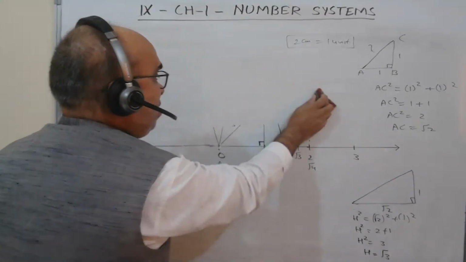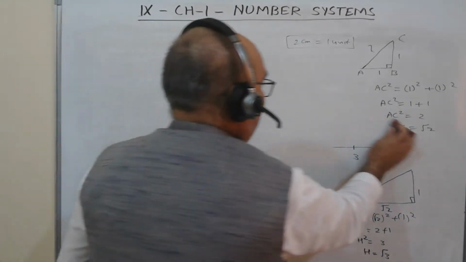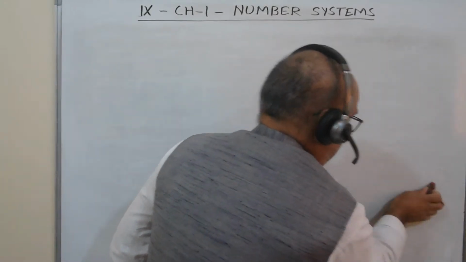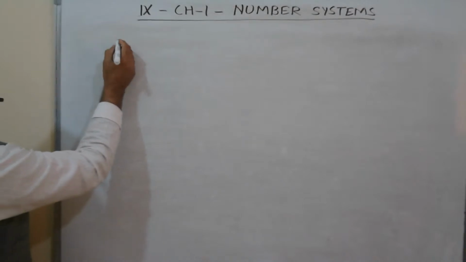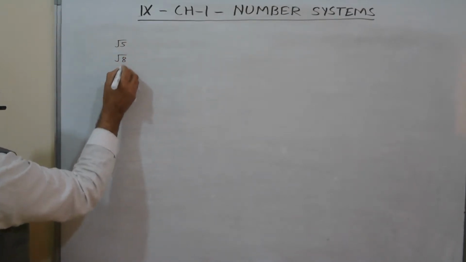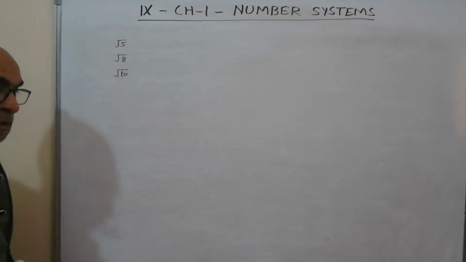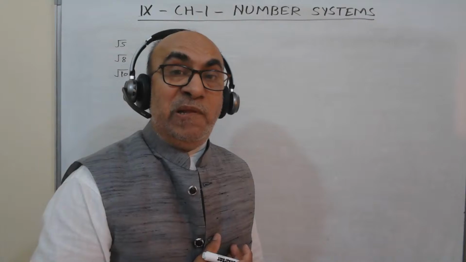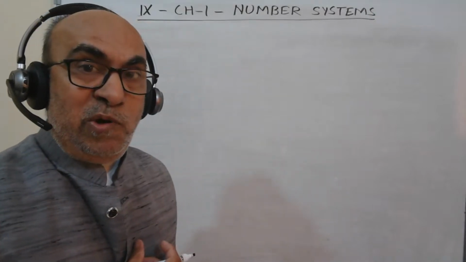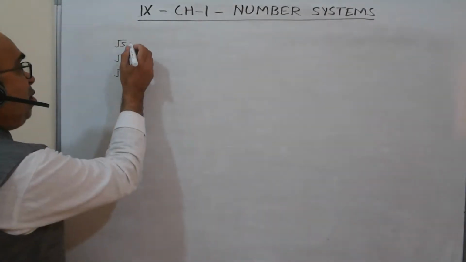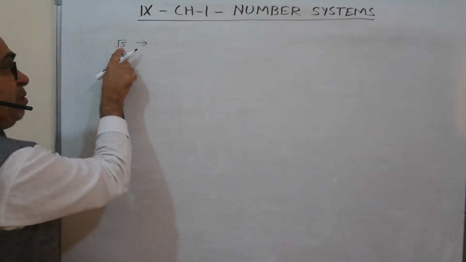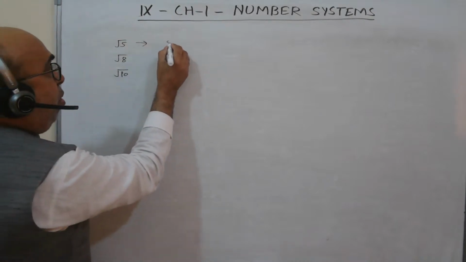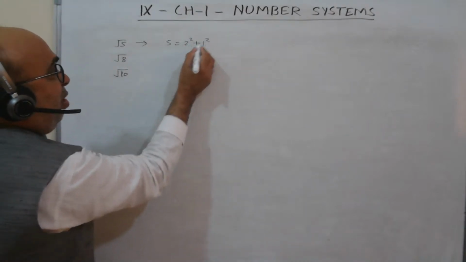Some irrational numbers can be represented on the number line directly in one or two steps. No need to draw a spiral. They are square root 5, square root 8, square root 10. How to know which number's square root you can directly represent on a number line using Pythagoras theorem in one step? The condition is that the sum of squares of two numbers must be equal to 5. Yes, 5 equals 2 squared plus 1 squared.